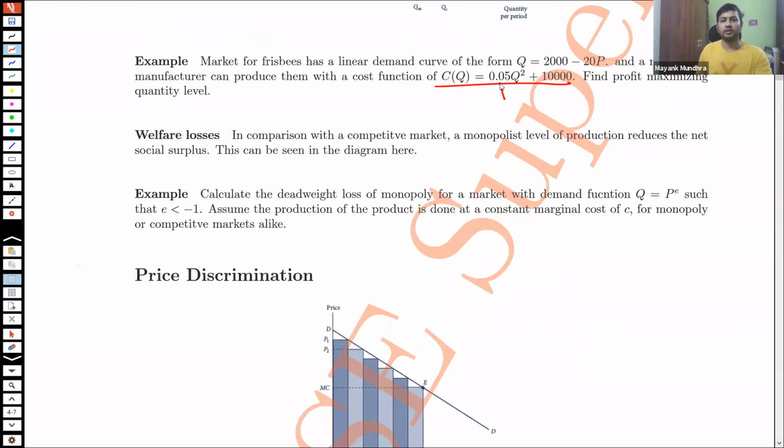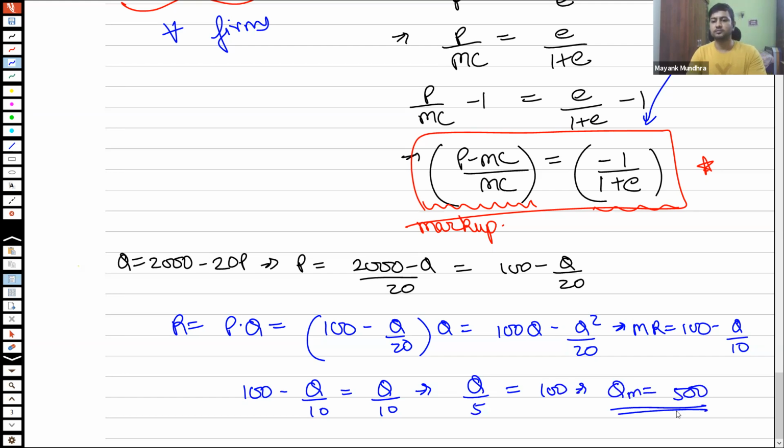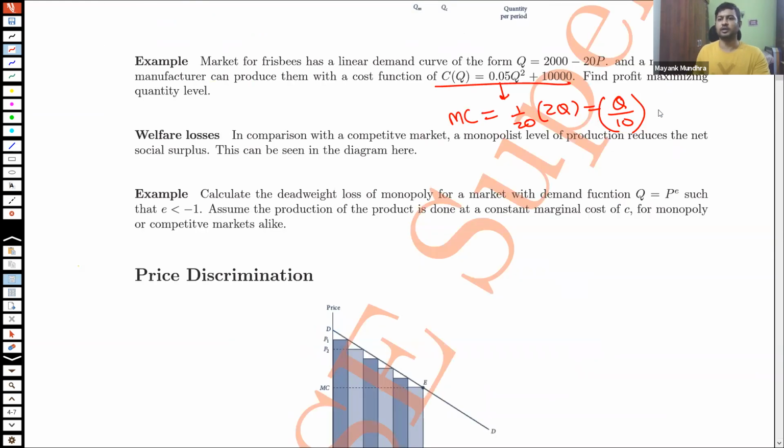Now from here, I know that marginal cost is equal to, this is 1 by 20, right? 0.05 is 1 by 20. So marginal cost is 1 by 20 into 2Q, so that is Q by 10. So marginal revenue must be equal to marginal cost. So 100 minus Q by 10 must be equal to Q by 10, which implies Q by 5 or 2Q by 10 must be equal to 100, which implies Q monopolist must be equal to 500. Okay, so that's my monopolist quantity, Q monopolist.